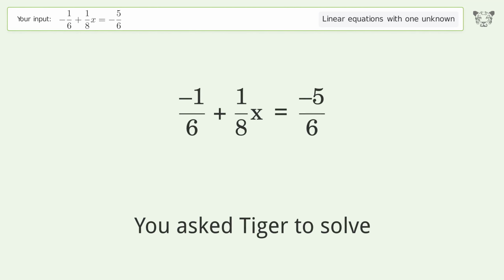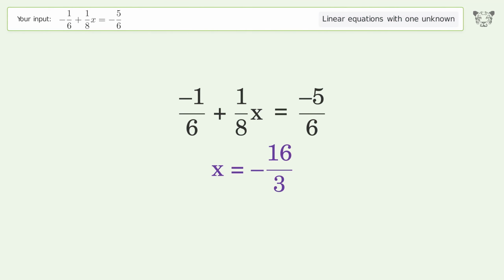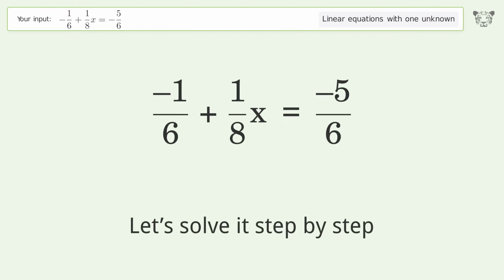You ask Tiger to solve this. It deals with linear equations with one unknown. The final result is x equals -16/3. Let's solve it step by step.